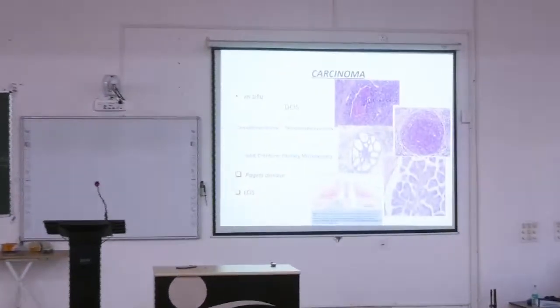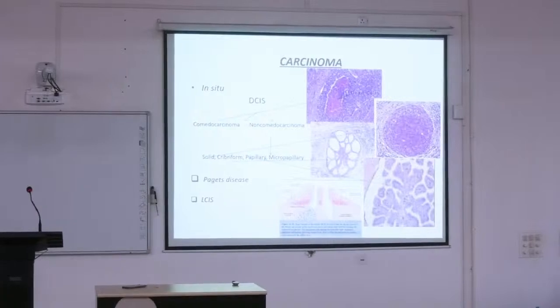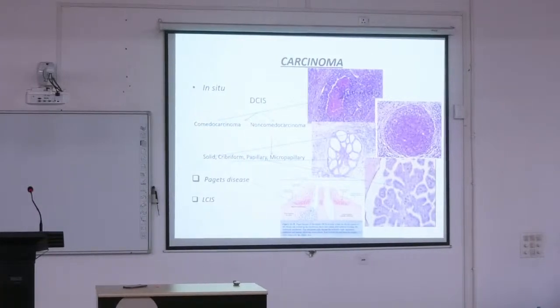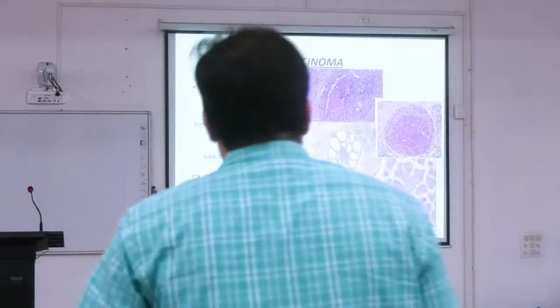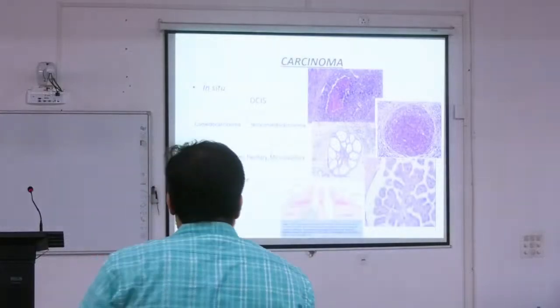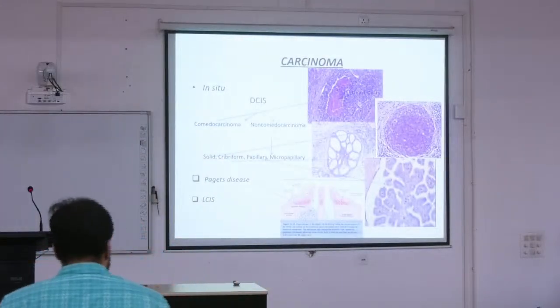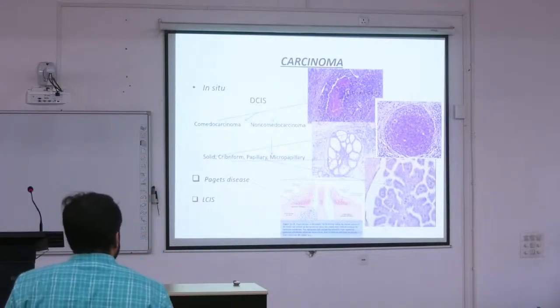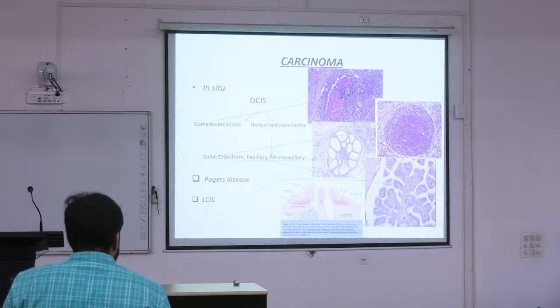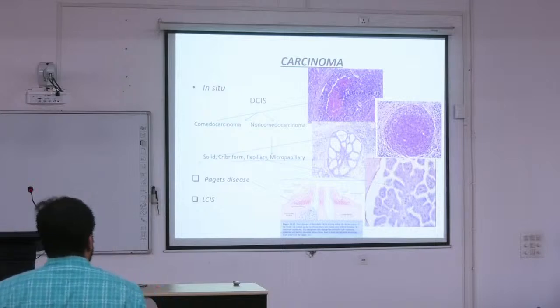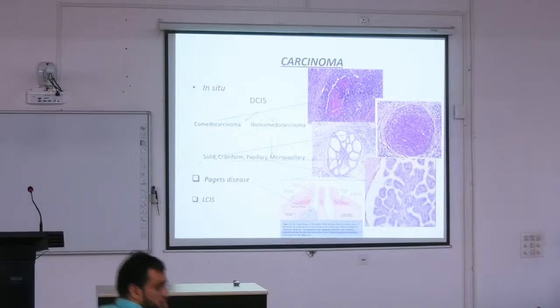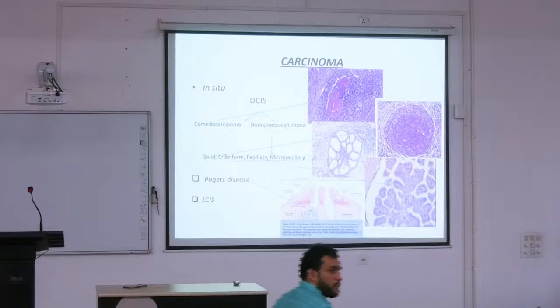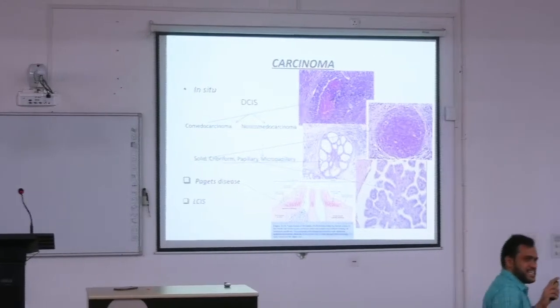So, before I go to carcinoma, I just told you DCIS and LCIS are in situ lesions. Just remember this picture, you don't have to study it. Ductal carcinoma in situ and lobular carcinoma in situ. Here, this is a necrosis which is known as comedonecrosis, which you get in DCIS.